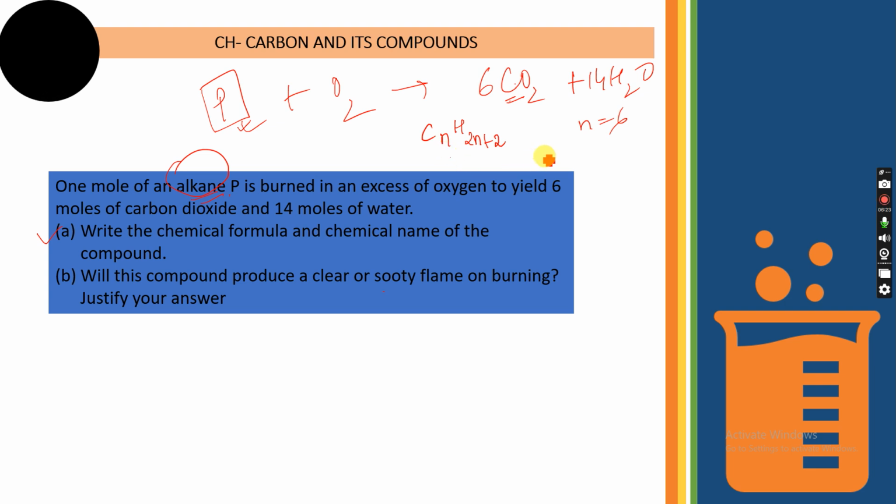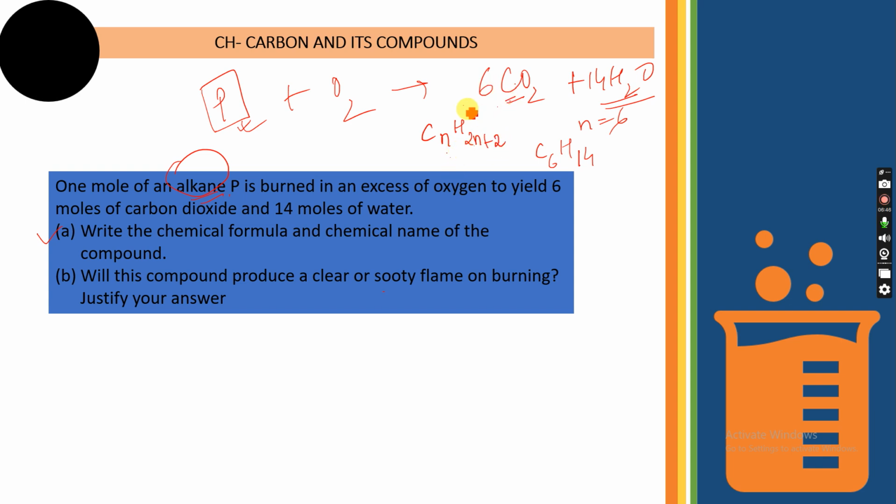So if I put 6 here, so C6, right? Now what will be the number of hydrogens? Don't go here. Okay, see here. We know the number of carbon is 6. So hydrogen will be how much? 2 into 6 plus 2, that is 12 plus 2, that is 14. Okay, so that's why you can see from here. First find out the carbon.